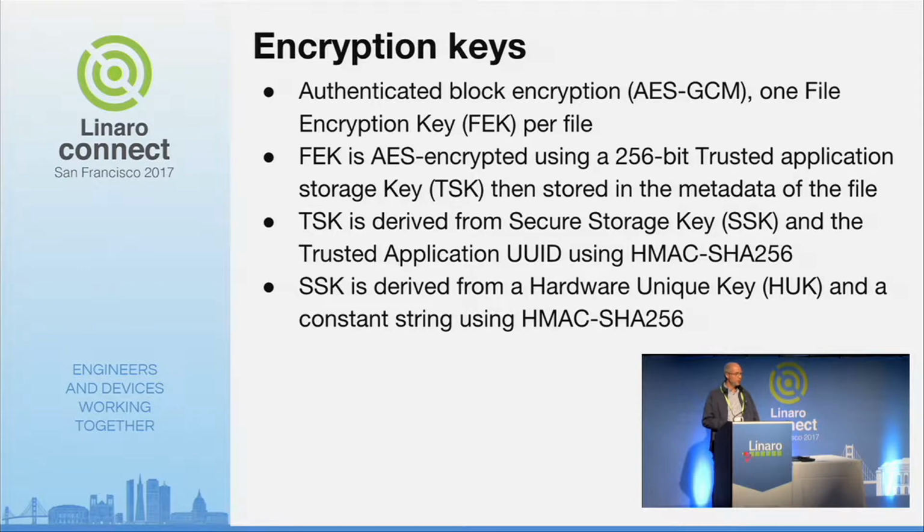So the encryption keys. Each secure object is encrypted with a file encryption key, which is unique for that file. When a new file is created, this key is generated. And the file encryption key itself is also stored inside the file and then encrypted with a trusted application storage key, which is unique per application, and it's in its turn derived from the secure storage key, which in its turn is derived from the hardware unique key.